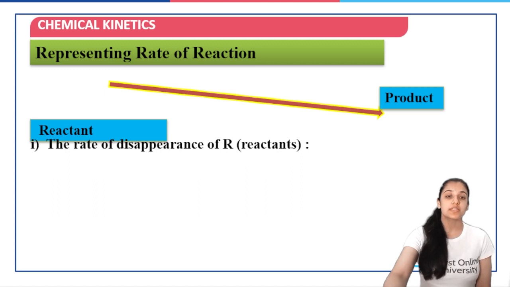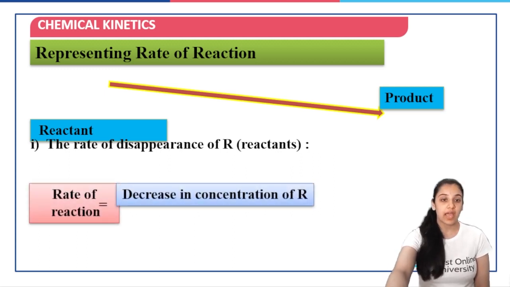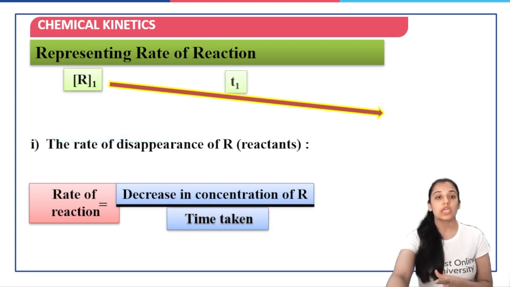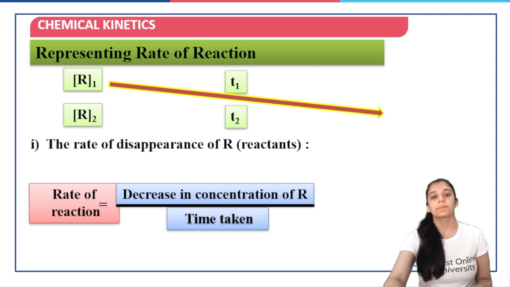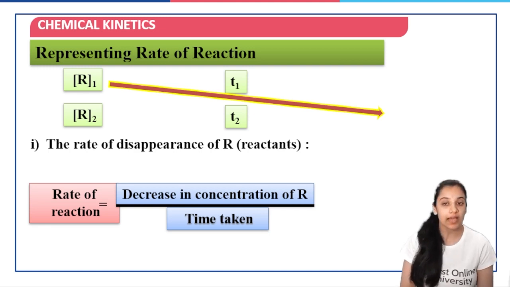So, the rate of reaction, in terms of the rate of disappearance of reactants, is equal to the decrease in the concentration of the reactant, because reactant concentration is going to decrease as it is disappearing, divided by the time taken. So if we are talking of the rate of reaction in terms of the rate of disappearance of the reactants, then the rate of reaction will be equal to the decrease in concentration of the reactant divided by the time taken.